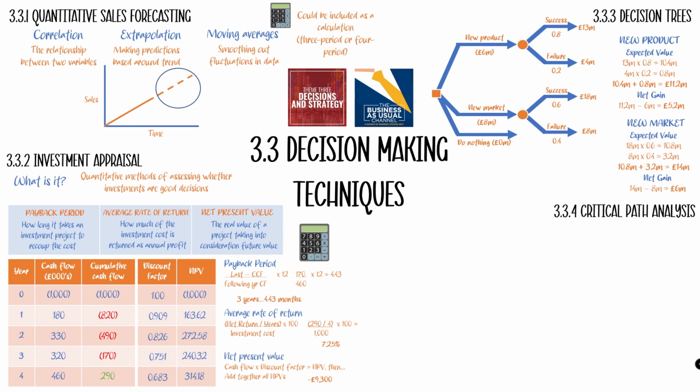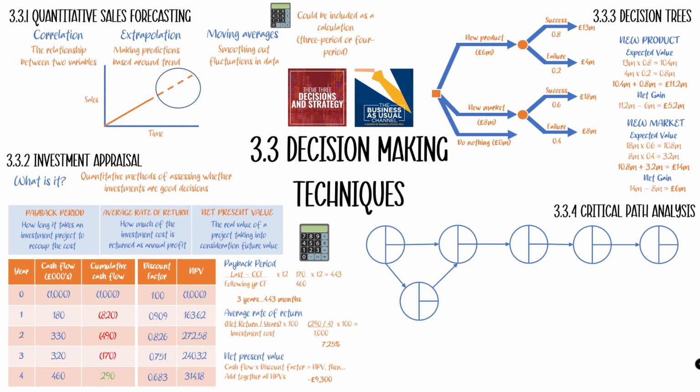The final topic in this unit is critical path analysis. Critical path analysis is effectively looking at a project over a period of time and trying to identify how long each activity in that project takes and how long the entire project is going to take, so that we can identify any areas where we maybe can have delays, maybe any areas where we can't have delays without delaying the entire project. So a critical path diagram will look something like this.